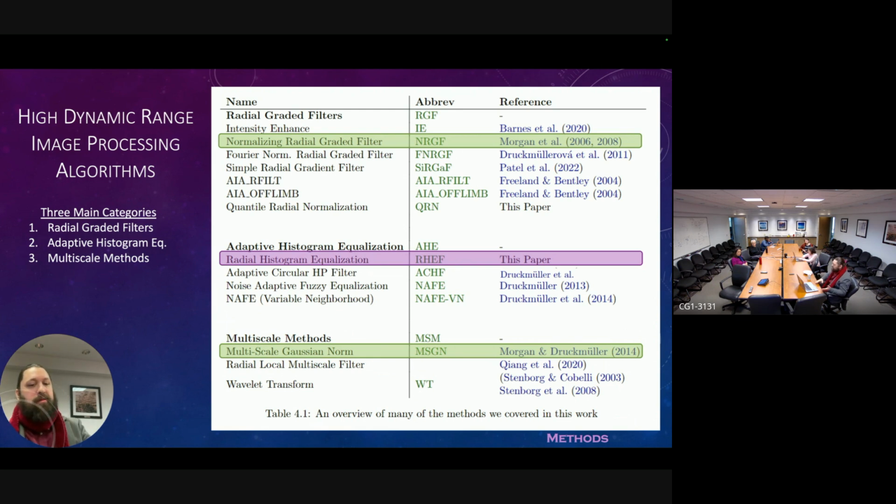Multi-scale methods are sort of like a Fourier transform, which is a good prototypical example. You're decomposing your image into a different basis set, you are modifying the amplitudes of those bases, and then you're inverting back to the original. In multi-scale Gaussian norm, it's sort of like an unsharp mask: it takes an image, finds the blurred low frequencies, and then subtracts that out of the main one, and that's how you have the high frequencies.